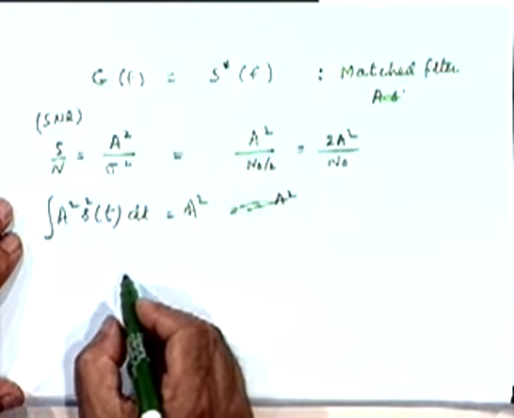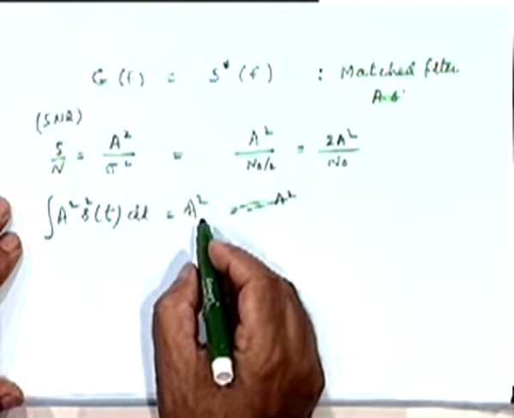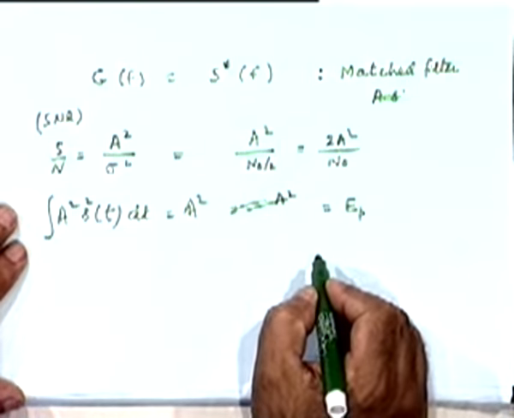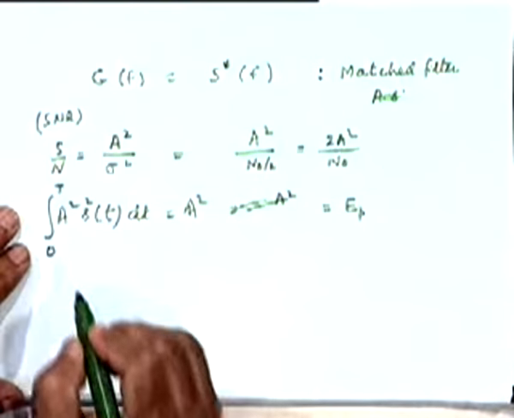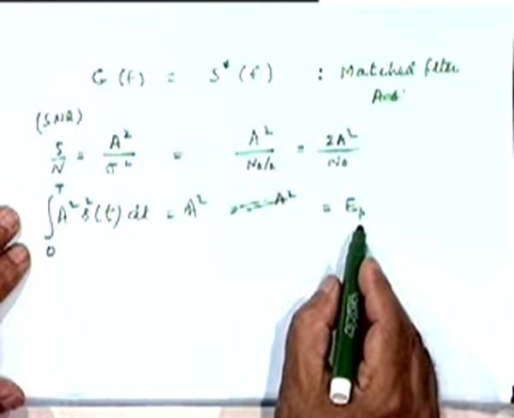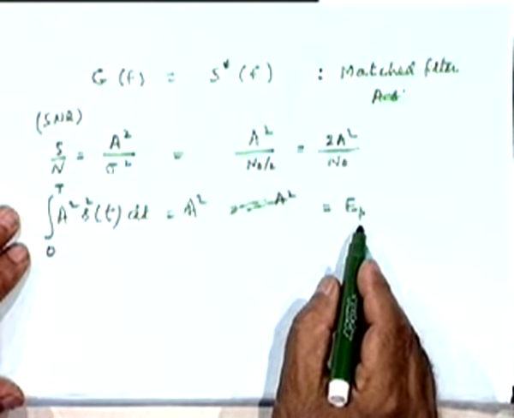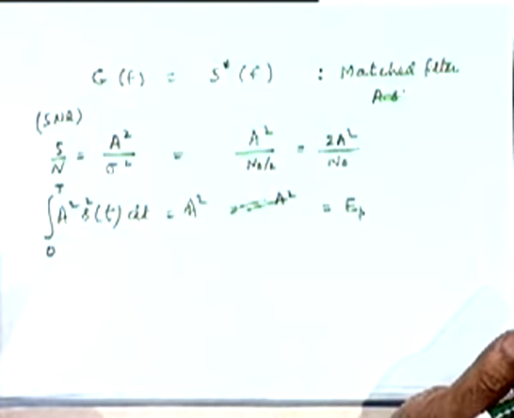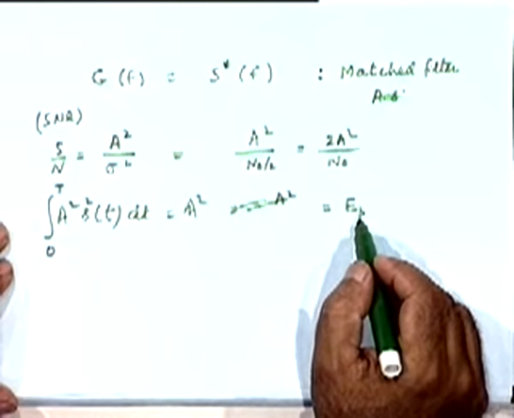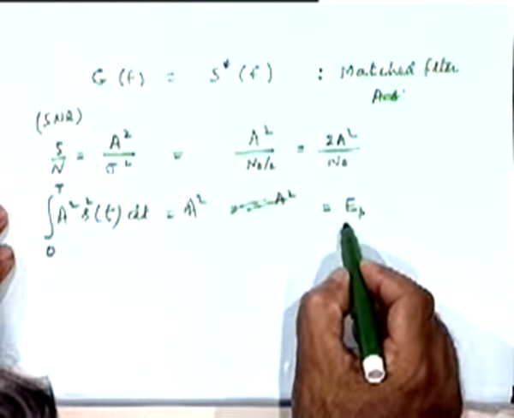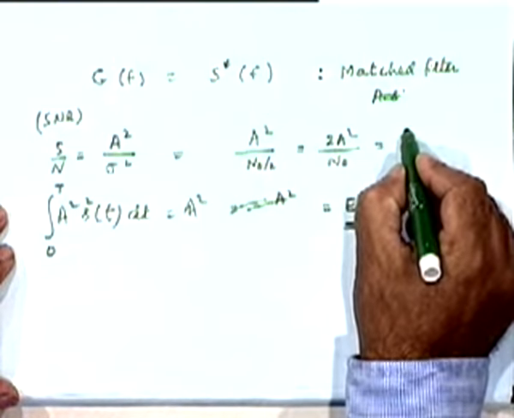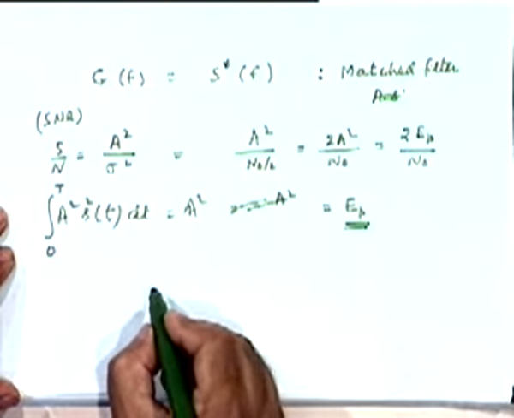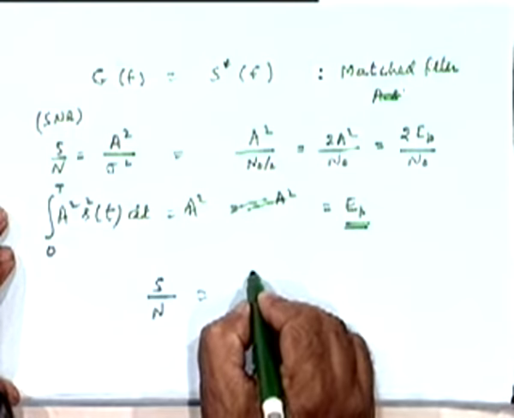I think a better expression to write is this: we can think of A square as the signal energy in its time interval. Suppose the pulse is of duration T, this A square is nothing but E sub p, provided the integral of S square t is 1. Or whatever S(t) may be, finally let us say this energy is E sub p, then this is simply 2 E_p by N0.